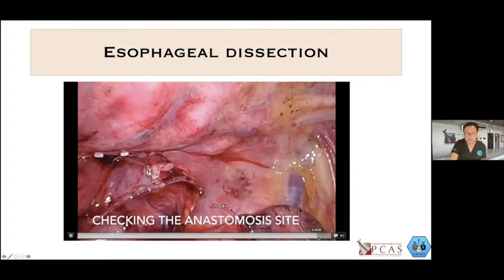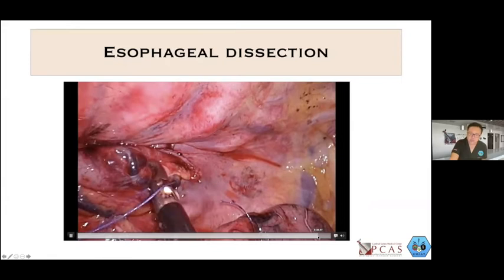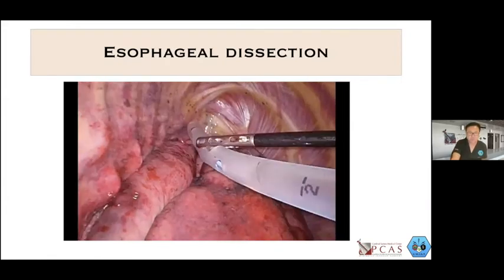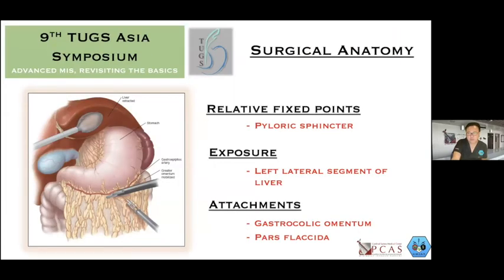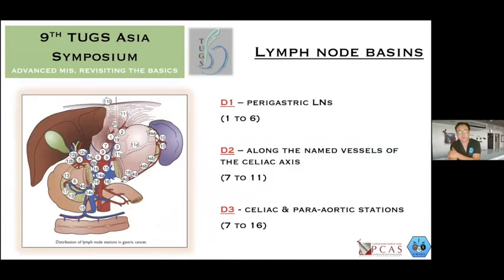Then, of course, inspecting the anastomotic site by placement of an endoscope, checking it with endoscopy. So again, trying to have a good idea of the anatomy would greatly help the surgeon in doing the exposure and, of course, in doing your dissection. So I think that's the most important tip that we can give.